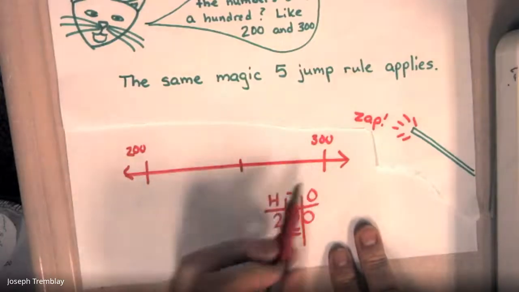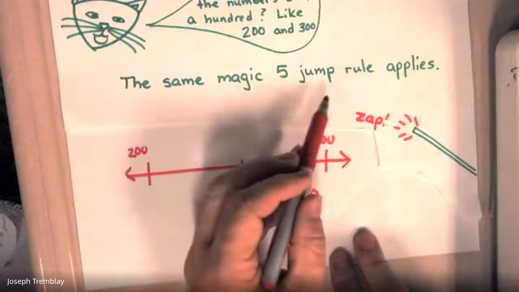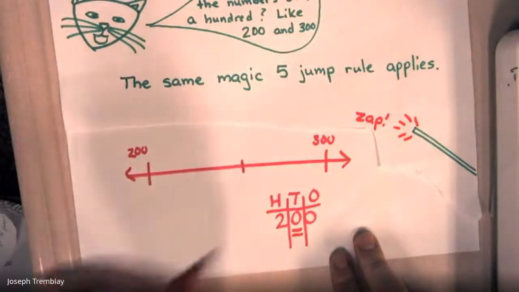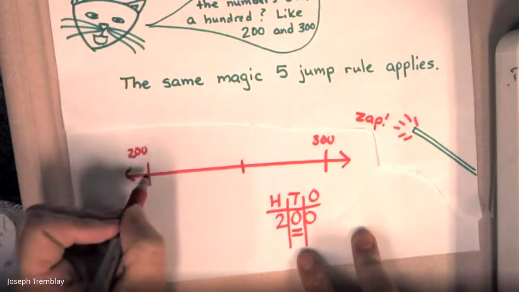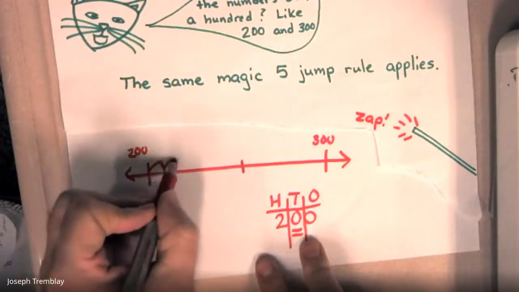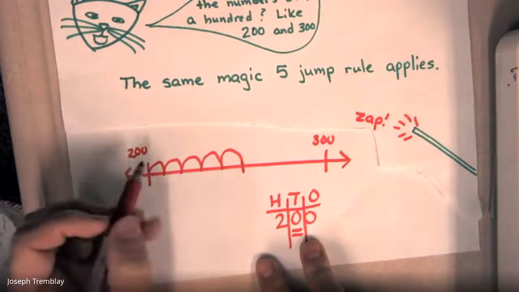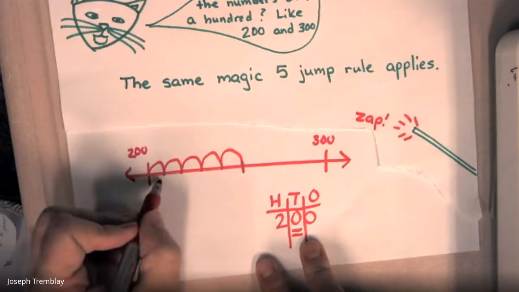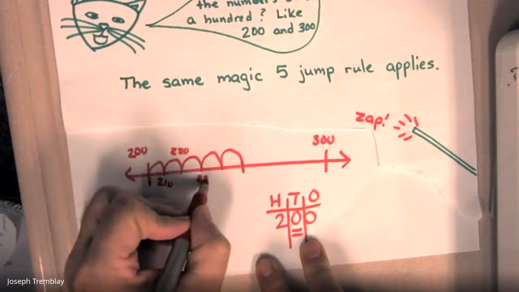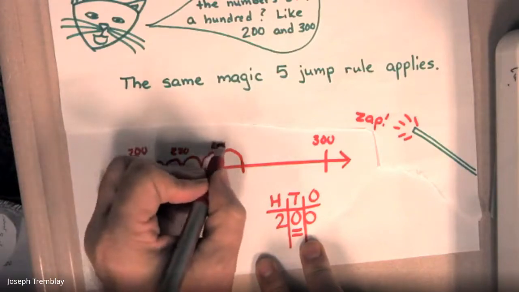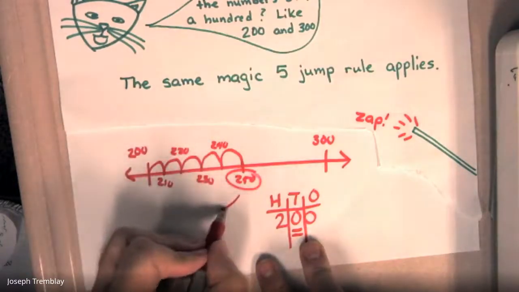That means each of my jumps is going to be 10. Each jump is worth 10. And I'm going to make 5 jumps to figure out how much it's going to be. So let's make my 5 jumps here. So let's see, 1, 2, 3, 4, 5. Now each one's 10, so I'm going to count by 10. So that would be 210, 220, 230, 240, and 250. That's my middle right there, because I have 50 from here to here.